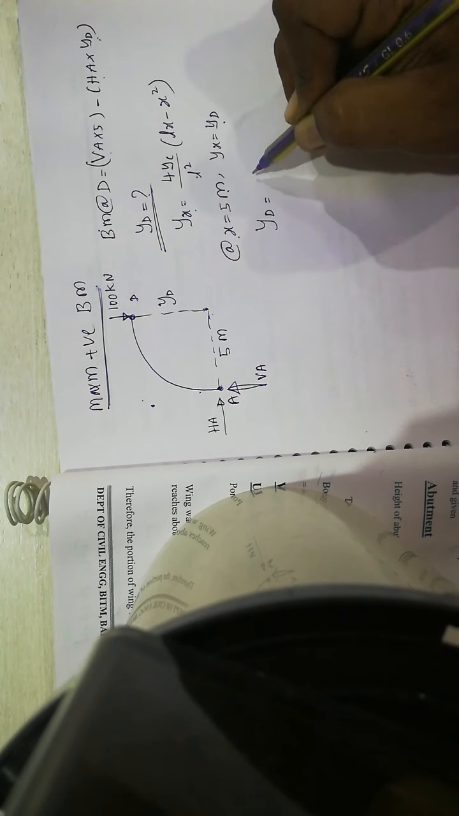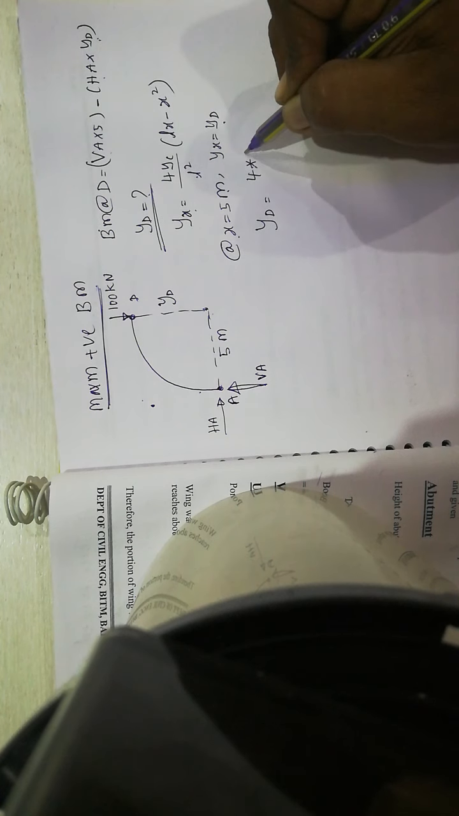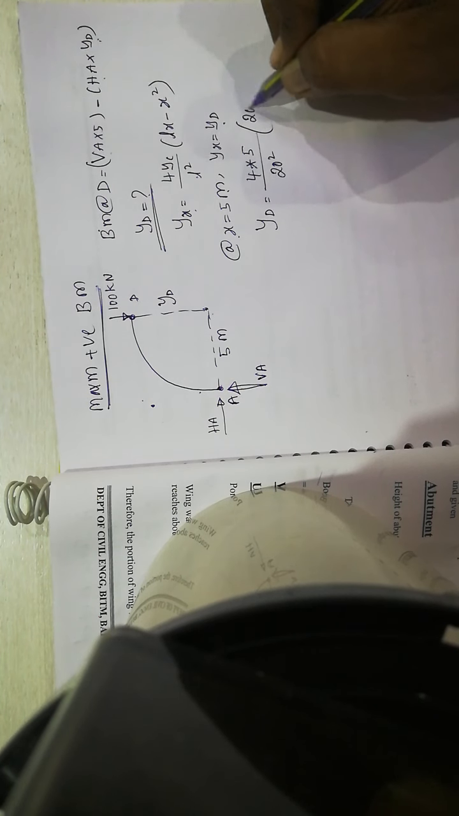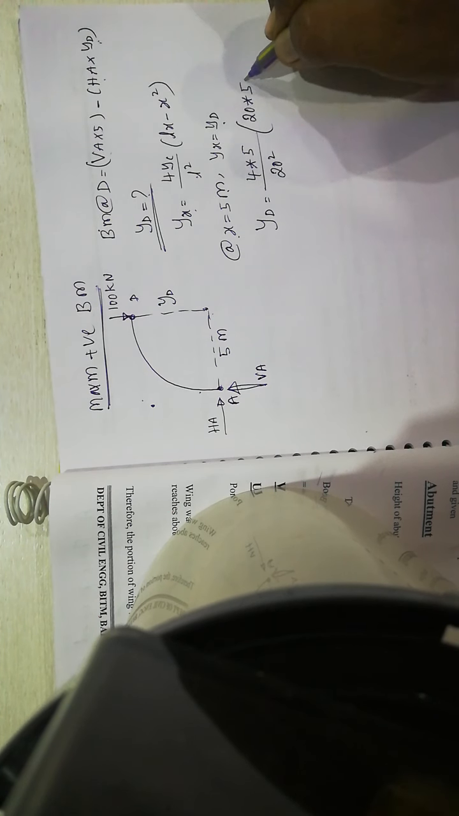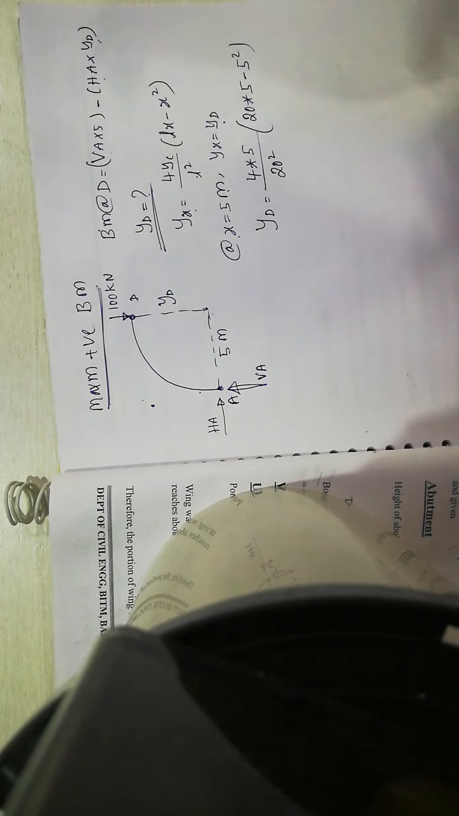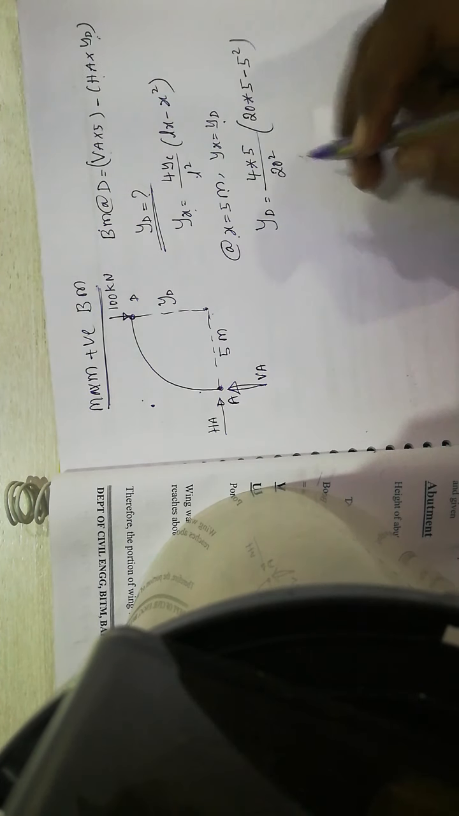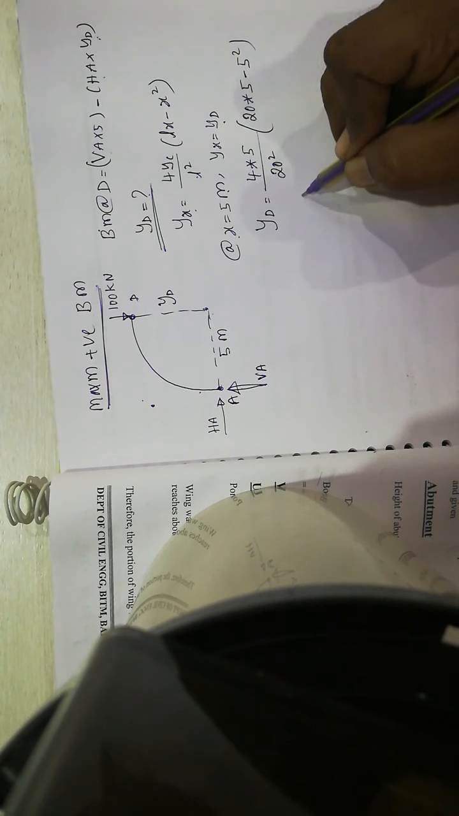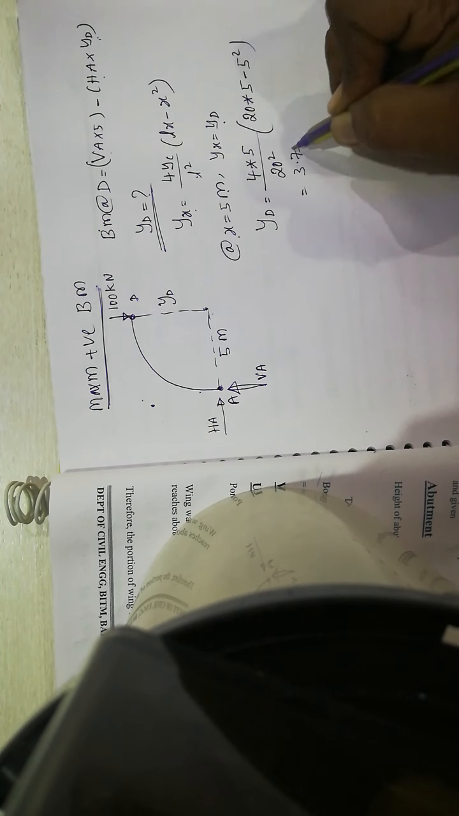So yD is equal to 4 into yc, which is given as 5, the central rise, divided by span 20 square, into, again span 20, times x value 5 minus 5 square. So this will give you 3.75 meters.